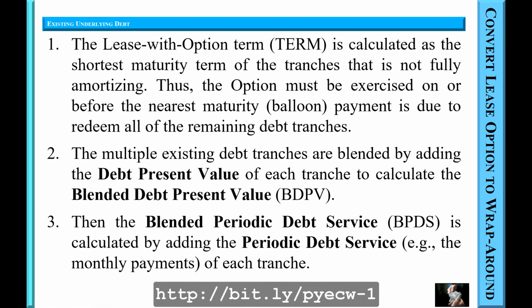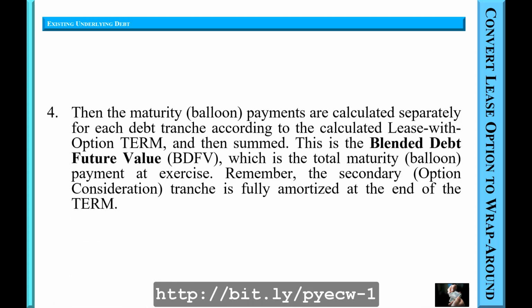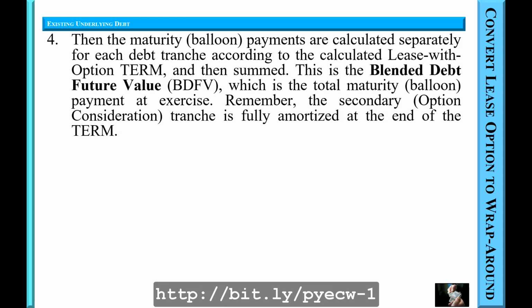Then the blended periodic debt service, BPDS, is calculated by adding the periodic debt service, for example, the monthly payments, of each tranche. Then the maturity, that is the balloon payments, are calculated separately for each debt tranche according to the calculated lease with option term, and then summed. This is the blended debt future value, BDFV, which is the total maturity balloon payment at exercise. Remember, the secondary option consideration tranche is fully amortized at the end of the term.